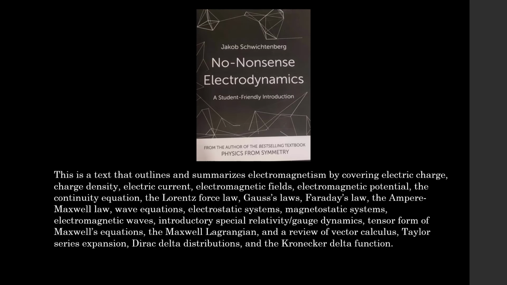So yeah, you're going to get Maxwell's equations, Maxwell's Lagrangian, and then you're going to get an overview of the Dirac delta distributions, the Kronecker delta function, and all of these sorts of things at the end too, for those that need those reviews.